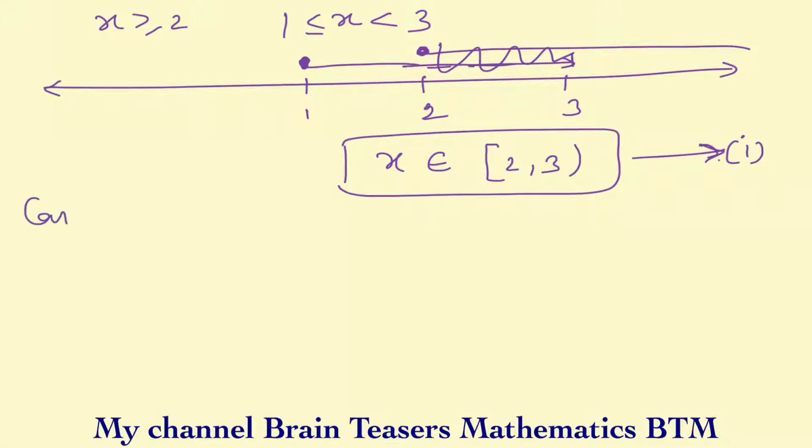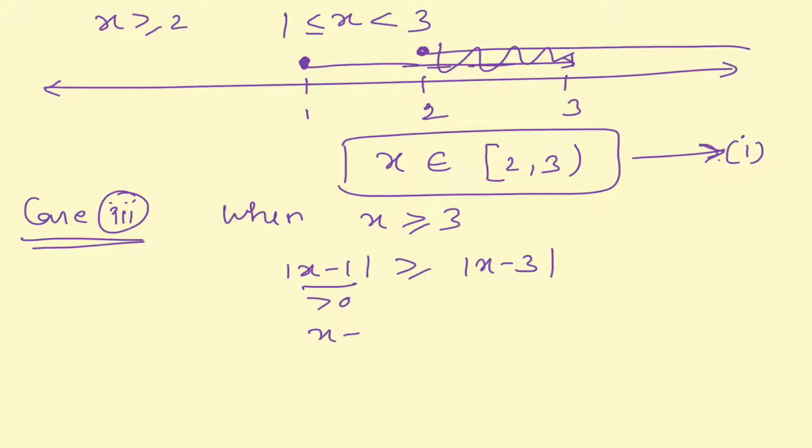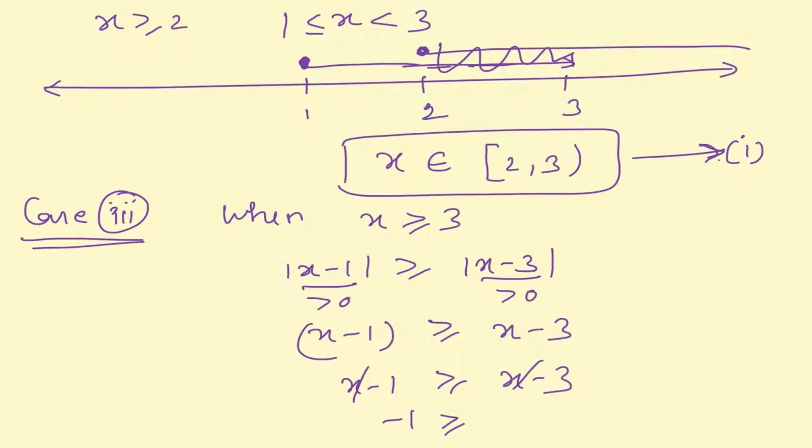Now we are going to see case third. What is case third? Case third is when x is greater than or equal to 3. When x is greater than or equal to 3, we are going to see how we will remove the mod. When x is greater than or equal to 3, this thing will be positive, that means it will open with a positive sign. This thing also will be positive, so it will open with a positive sign. So x minus 1 greater than or equal to x minus 3, that is nothing but x will be cancelled out, minus 1 greater than or equal to minus 3.